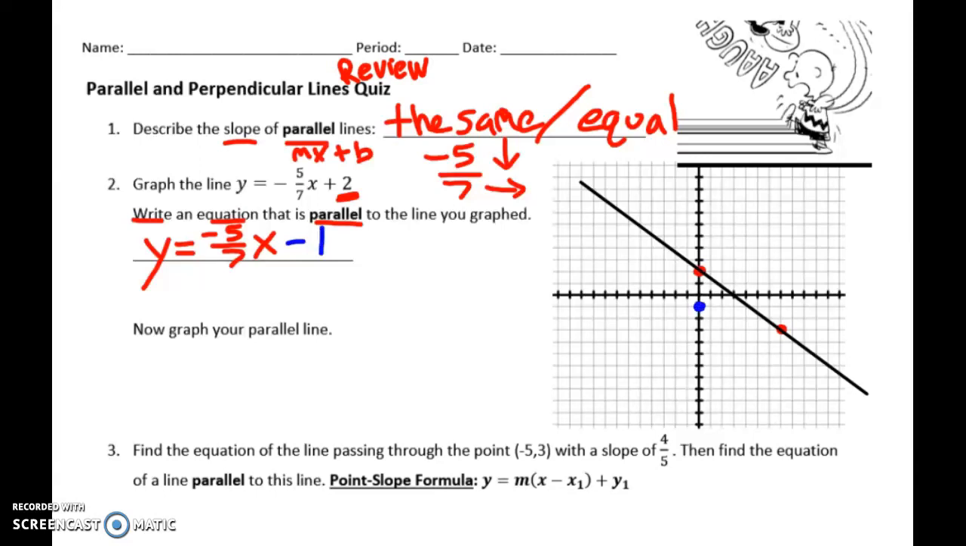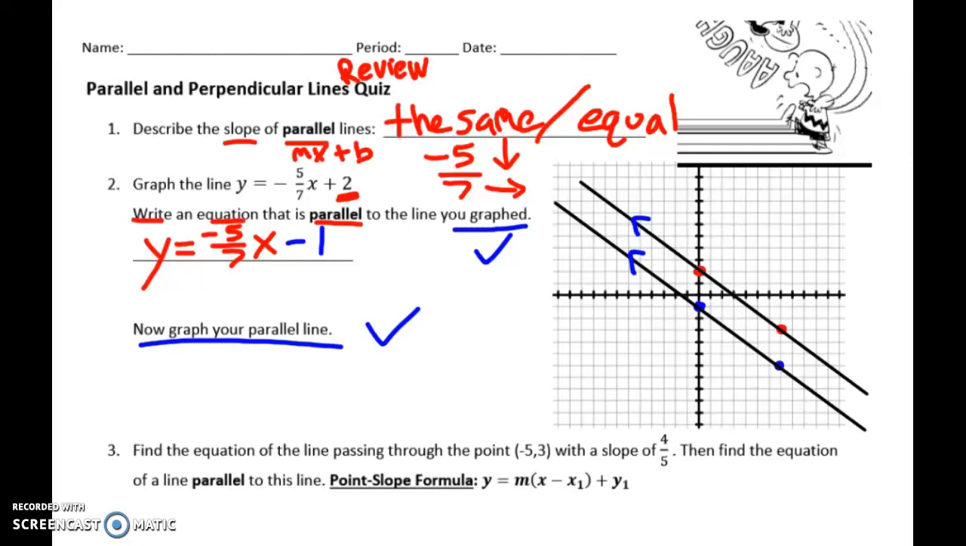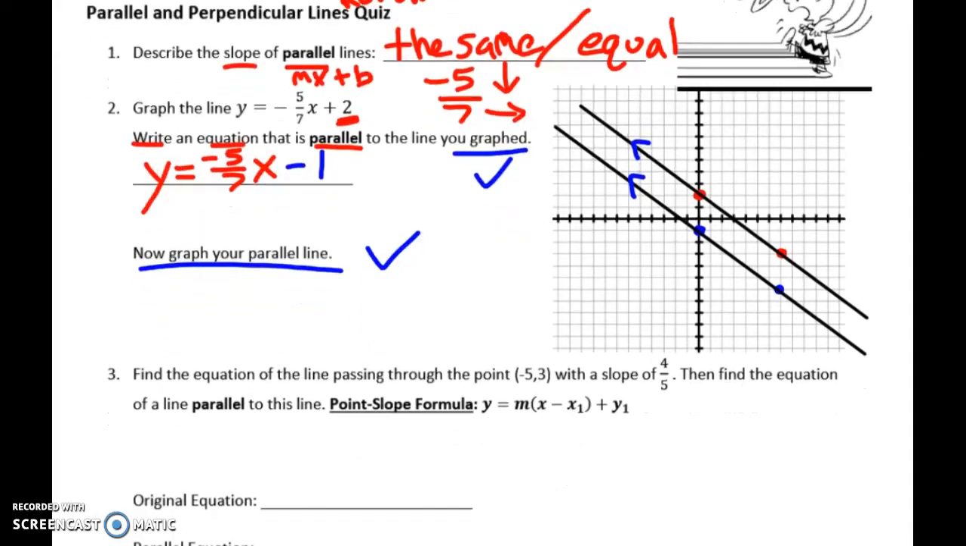So there's my y-intercept at negative 1, and then I do the same, down 5, right 7, and I should get that point right there. And then once again, I'm going to draw a straight line through it. And guess what? Those are going to be parallel. Since they're parallel, you don't have to put that. And we graphed our parallel line. So 2 lines, I see parallel because they do not intersect.